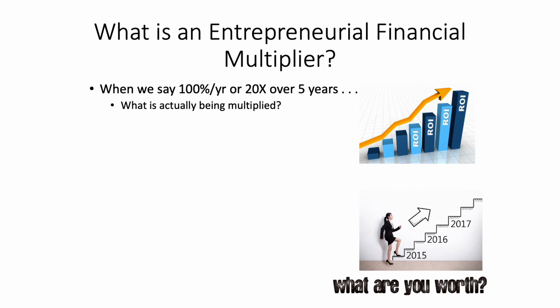But where's the item that's being multiplied? What is actually being multiplied? How do we calculate what the return on investment is for the financial multiplier as seen by the entrepreneur and as seen by the investor? We're going to look into that here on this slide a little bit.